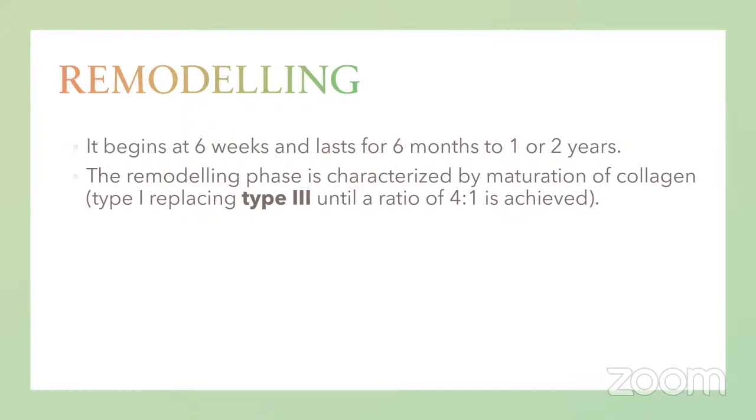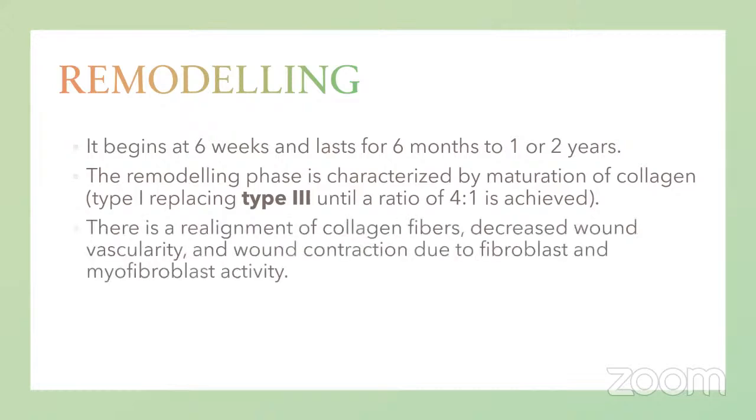And in wound healing, type 3 collagens are more. So as the remodeling phase goes on, type 3 will gradually get converted into type 1 until the ratio is achieved. There's a realignment of the collagen fibers, decreased wound vascularity and wound contraction due to fibroblast and myofibroblast activity. So one more important thing that we should remember is activity of fibroblast and myofibroblast during remodeling phase.